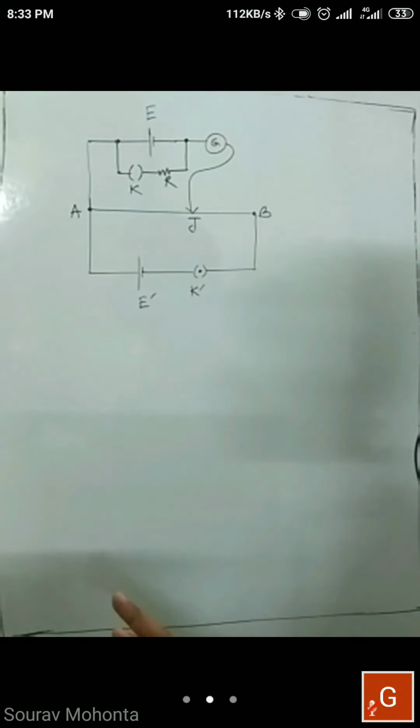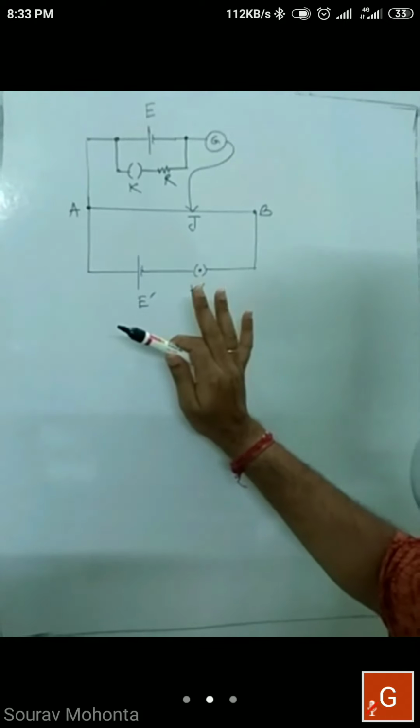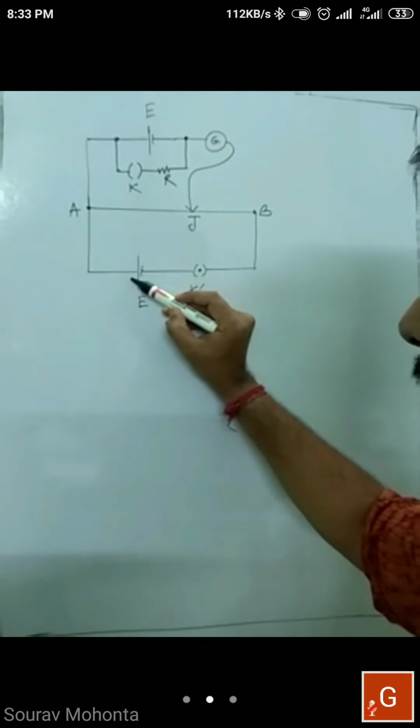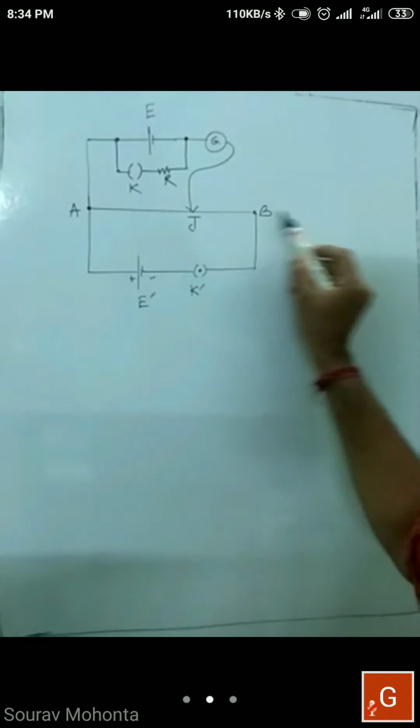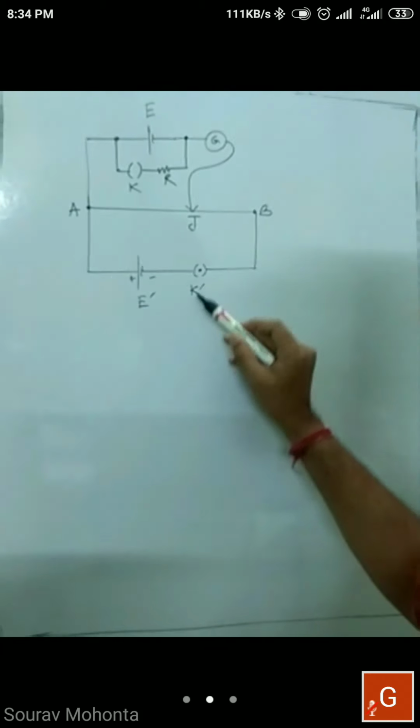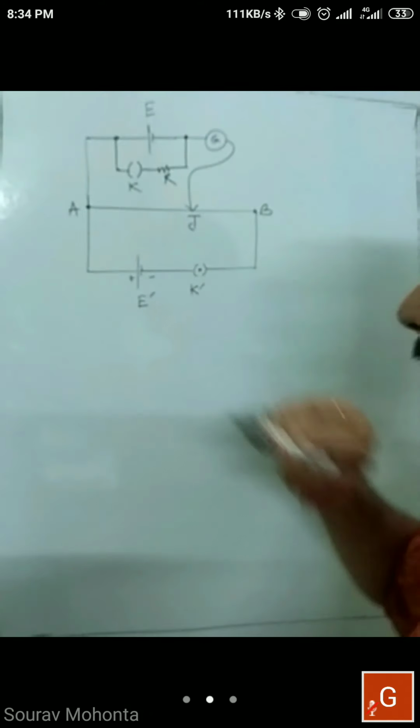This is another application of the potentiometer. In this application, we find the internal resistance of a cell. The lower part, the primary part, is the same as before. That is, this is an EMF E dash, which is connected with a wire AB, with a key K dash, and the key is closed.